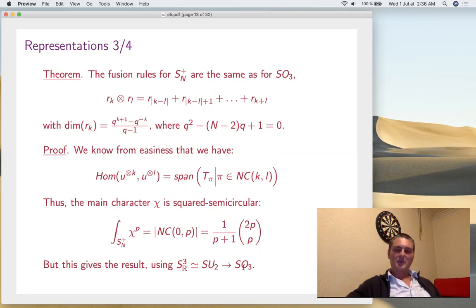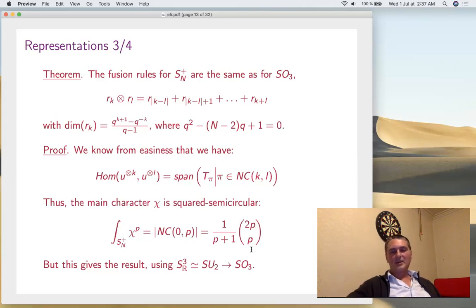Now the point is that, and here comes my physicist trick, that for SO3 you get a squared semicircular law too, because SU2 is a double cover of SO3 somehow, and SU2 is the sphere, the real sphere, in 4 dimensions. I mean, the sphere is 3 dimensional, the sphere itself. So the character of the fundamental representation is a semicircle. Now for SO3, the fundamental representation is the adjoint of the one of SU2, which means squaring the character.